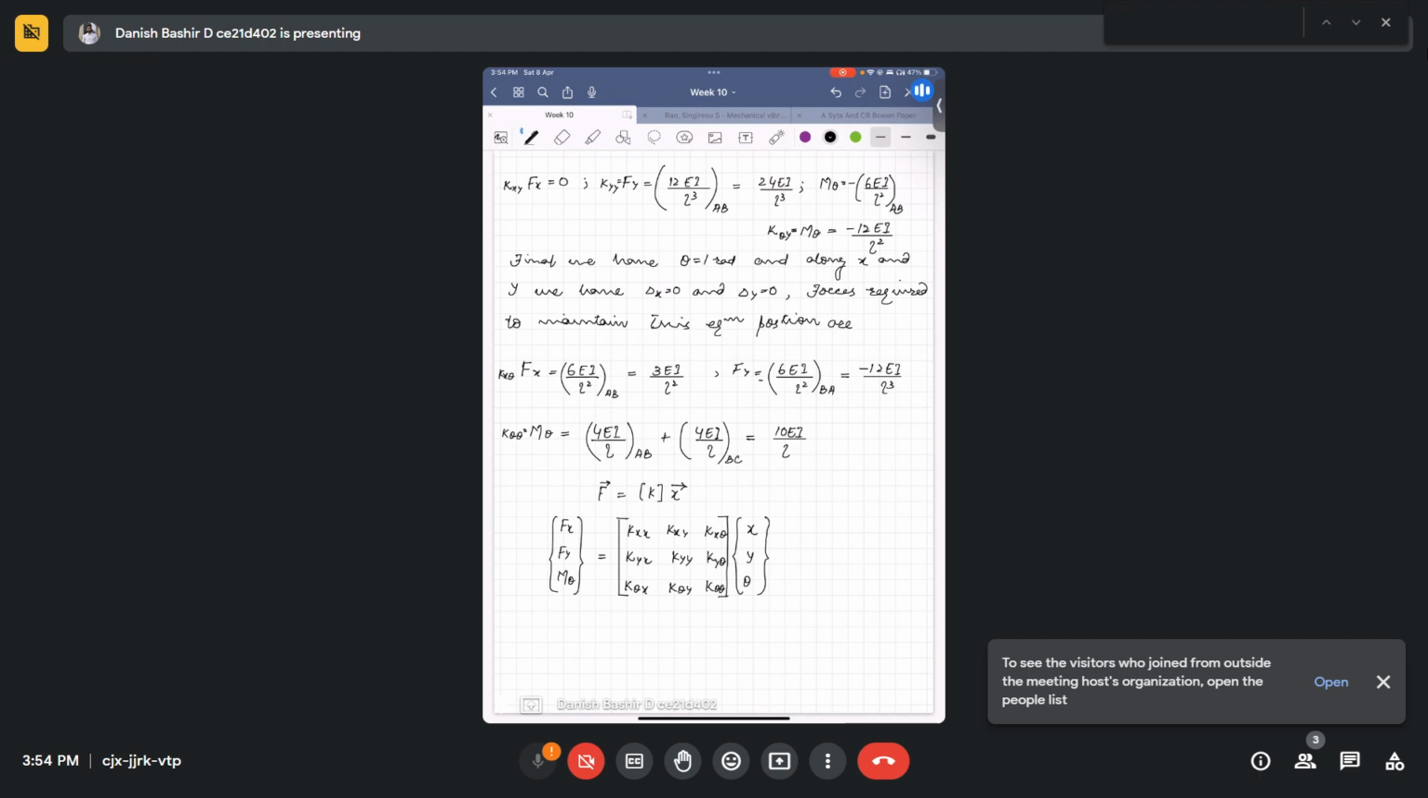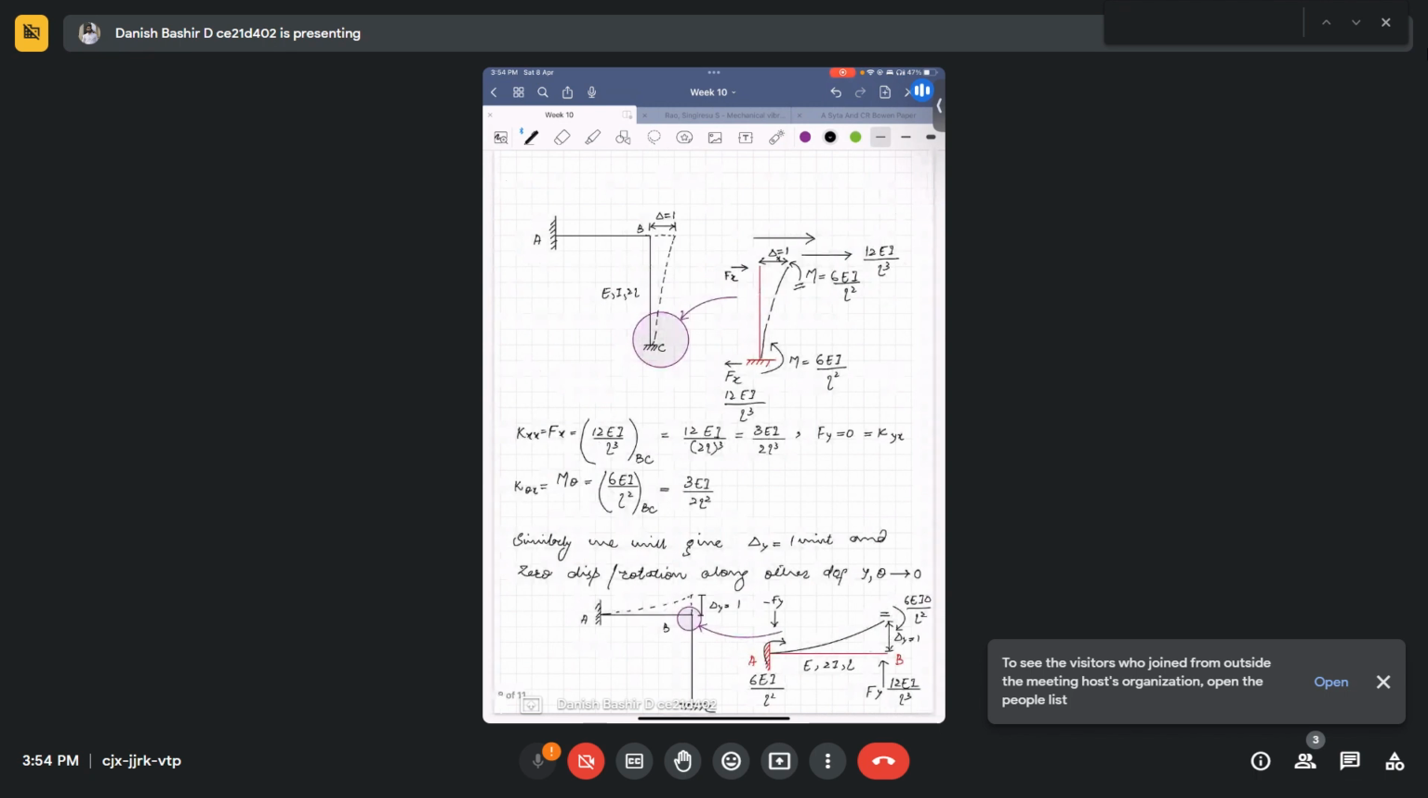When we substitute all these values in this, we will get a stiffness matrix. Our stiffness matrix is like this. K will be equal to like this. So the first component we will have is 3 EI by 2L cube.